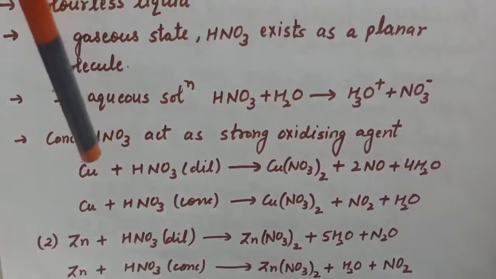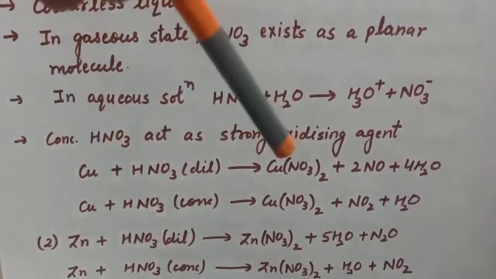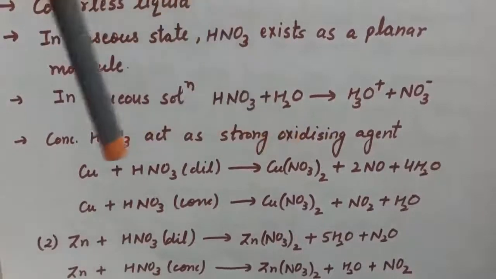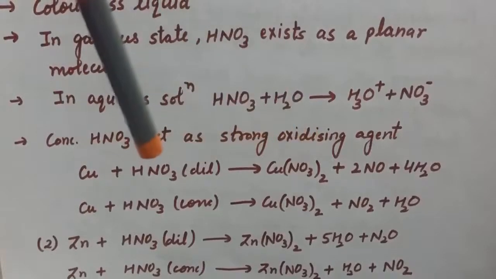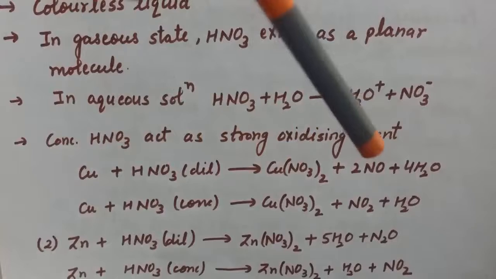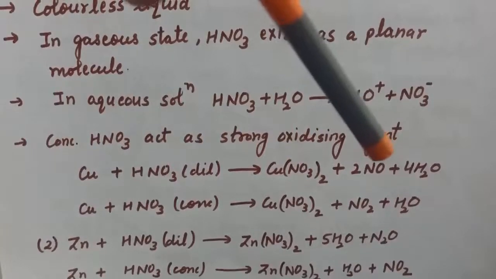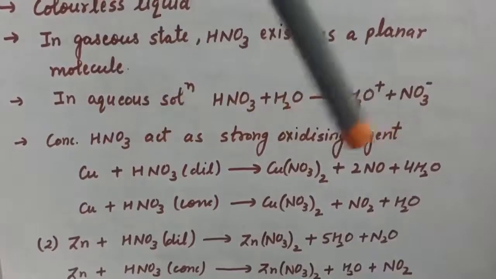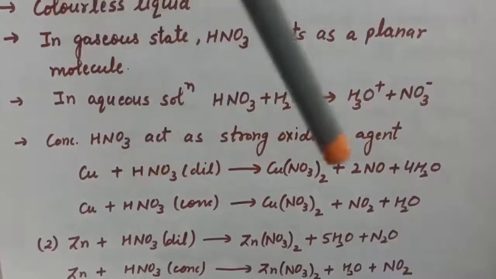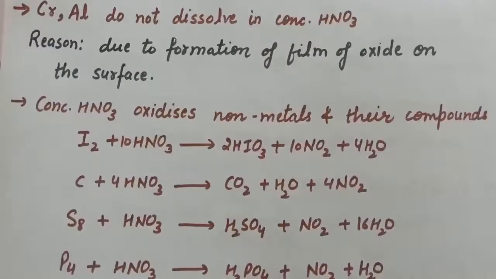Here the oxidation number of copper is 0, and in this case the oxidation number of copper is +2. So it is undergoing oxidation, and here the oxidation number of nitrogen is +5, and in this case the oxidation number of nitrogen is +2. So in HNO3 to NO, reduction is taking place, so it will behave as a strong oxidizing agent.